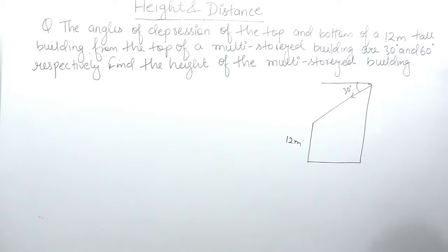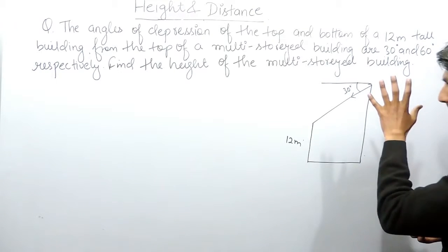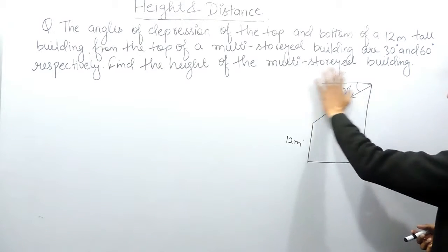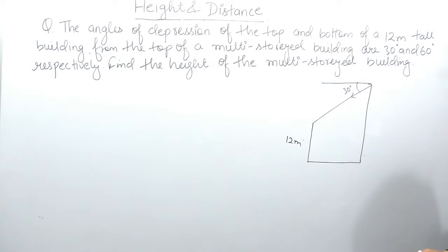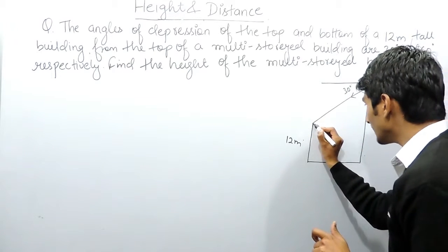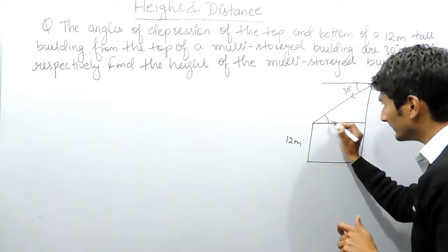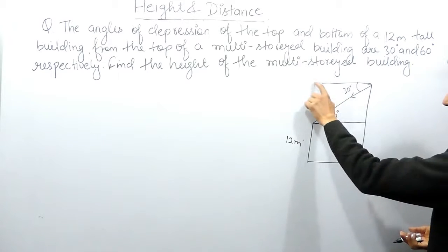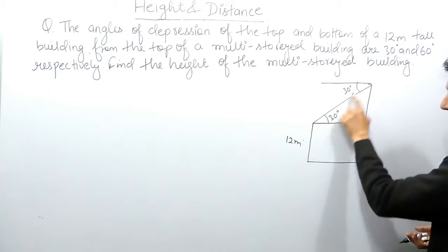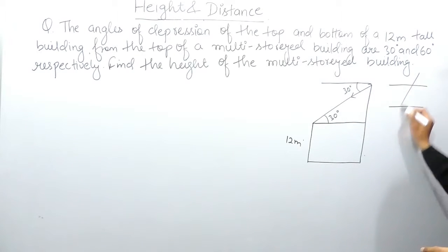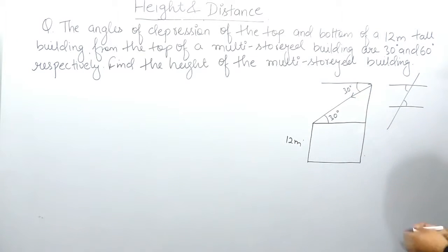I have already told you that the angle of depression and the angle of elevation are the same, so there is no need to draw the angle of depression. You need to draw only the angle of elevation. If I draw a horizontal line here, the angle of elevation must also be 30 degrees, because this line and this line are parallel and this acts as a transversal. So these are alternate angles, and these two angles must be equal.